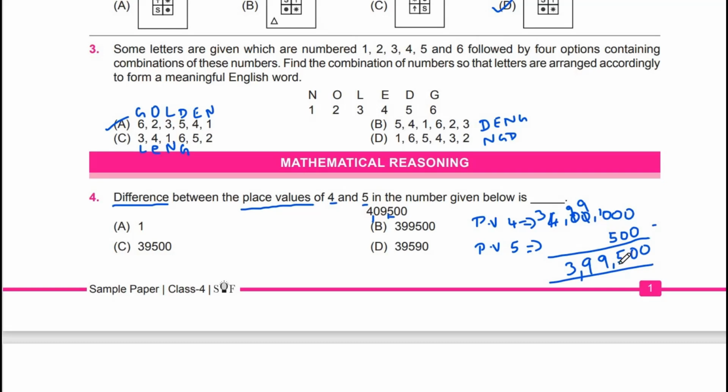We have the answer as 3,99,500. Either you can tell it in this way, or you can tell it as 399,500 in international system. So which is the right option we have got? 3,99,500. Here it is. We have got the B option. So the option B is right. So I hope this method was easy for you to understand.